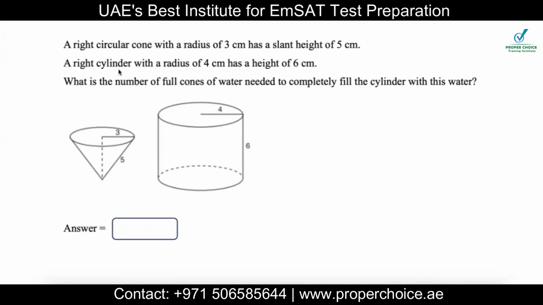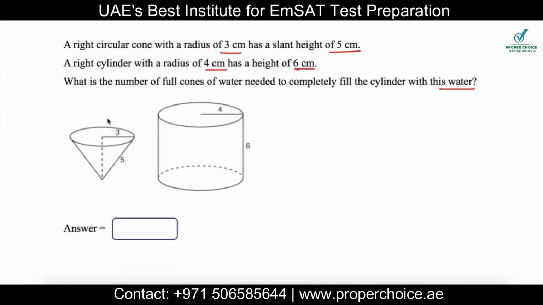Next question is, a right circular cone with radius of 3 centimeter has a slant height of 5 centimeter. A right cylinder has a radius of 4 centimeter and height of 6 centimeter. What is the number of full cones of water needed to completely fill the cylinder with this water? So what they are asking us, what is the number of full cones of water needed to completely fill the cylinder with this water?